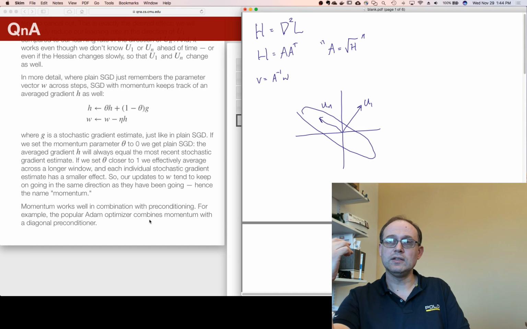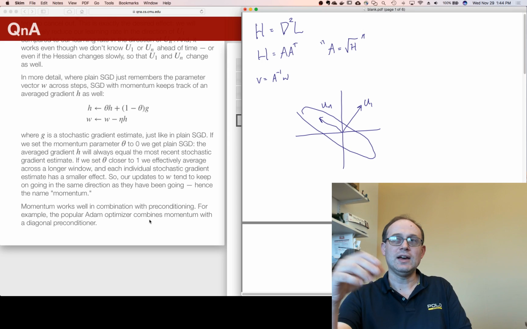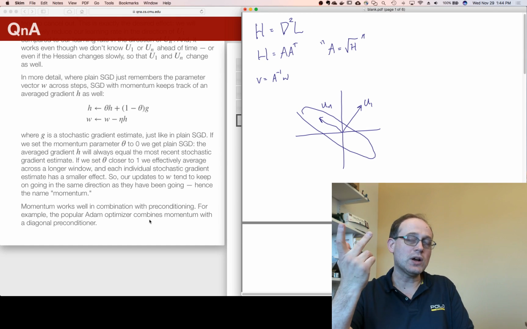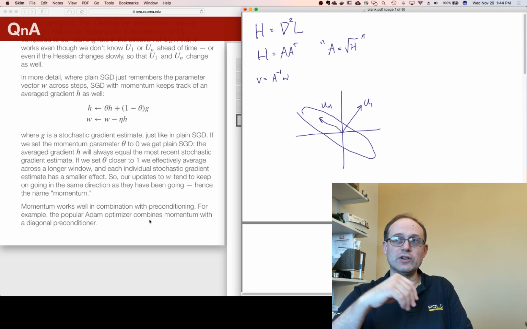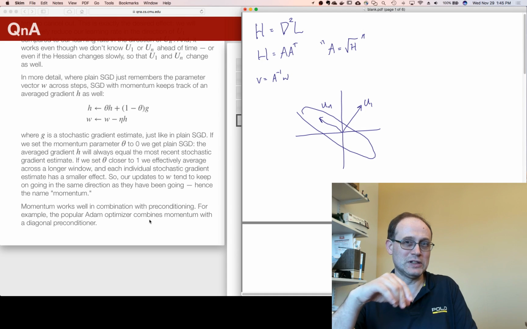So the recipe that works pretty decently well most of the time is to run stochastic gradient descent with momentum and with the best preconditioner that we can compute at a reasonable cost. That doesn't always work, but it's a good place to start. It's sort of the jackknife of optimization methods. It's not the best tool for anything, but it's the second best tool for a lot of things.